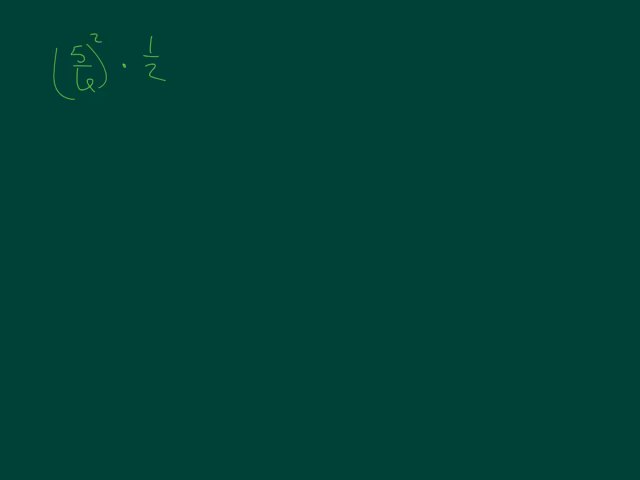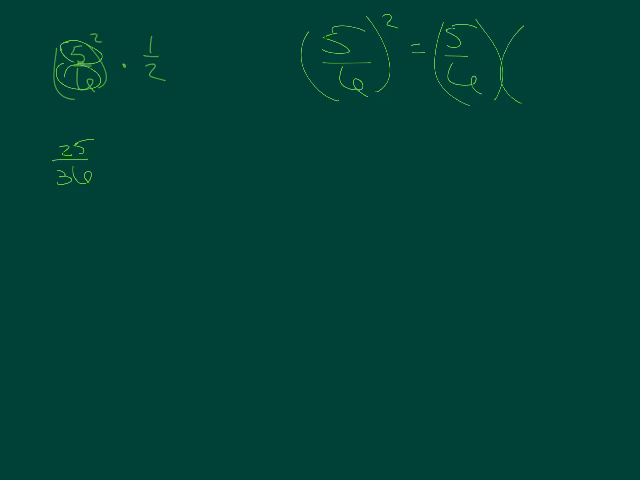Okay, example 8. I'm going to stick some fractions together here and square them and then multiply it by 1/2. So let's go ahead and square the 5/6. I'm going to do the shortcut. 5 times 5 is 25. 6 times 6 is 36. Okay, because 5 over 6 squared is the same as 5 over 6 times 5 over 6. So I'm multiplying my numerators, multiplying my denominators, and I get 25 over 36.